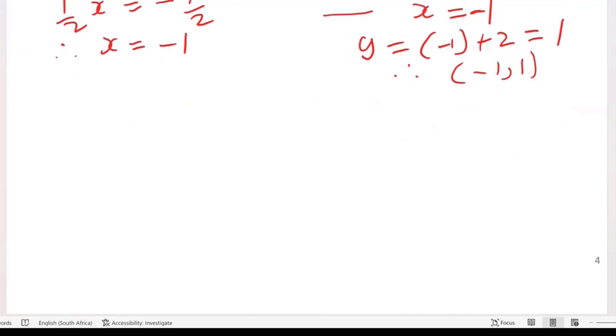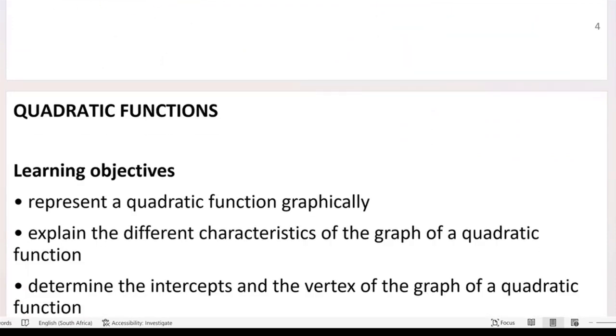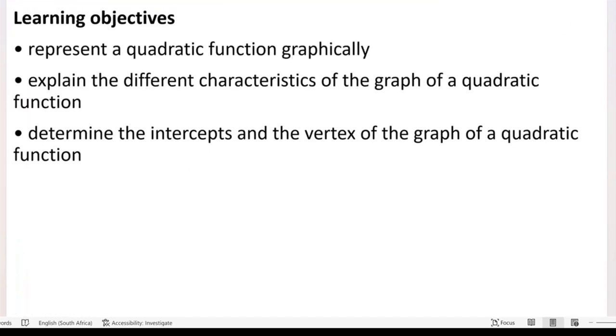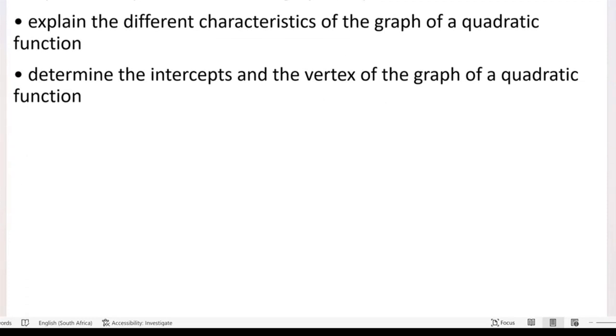Quadratic functions, you need to represent this thing graphically. You need to explain the different characteristics of the quadratic function, and determine the intercepts and the vertex of the graph of a quadratic function. Okay, what is the gospel about this thing? Remember, a gospel is something that is a truth. What are the truths that will never change? That is your concept mapping, your toolbox. What do you find when you open up a toolbox of quadratic functions?